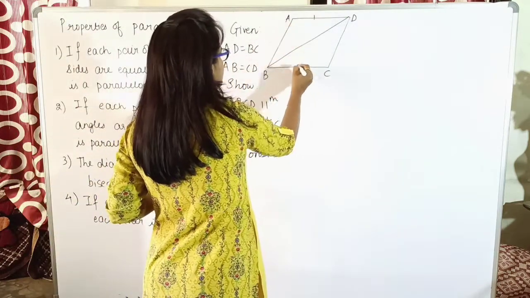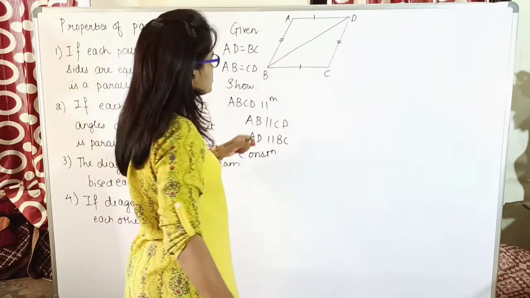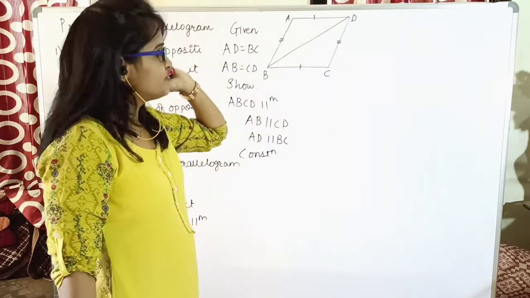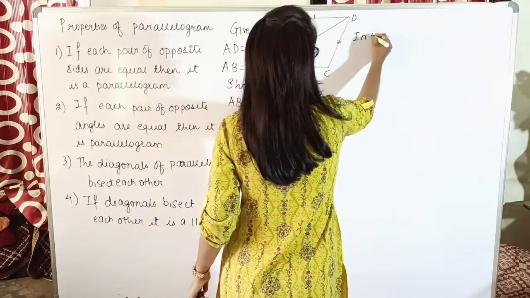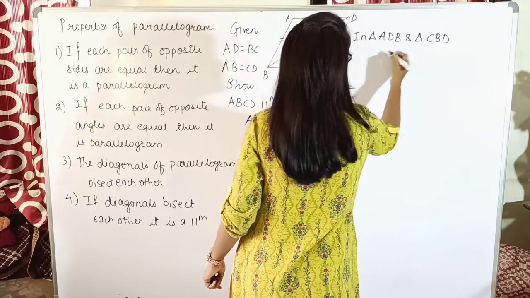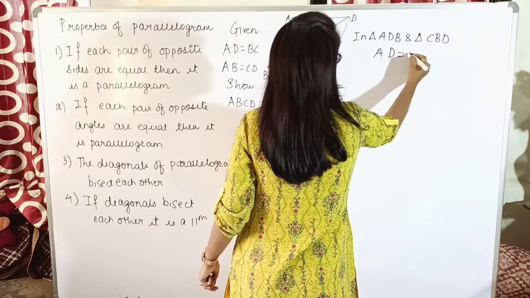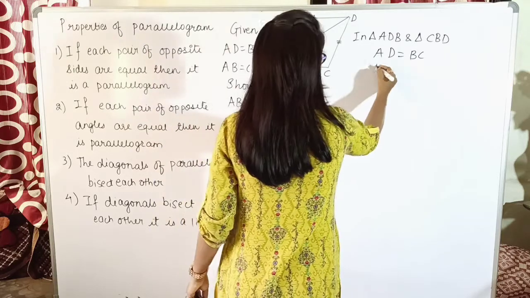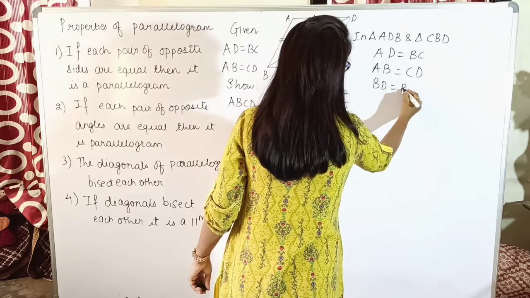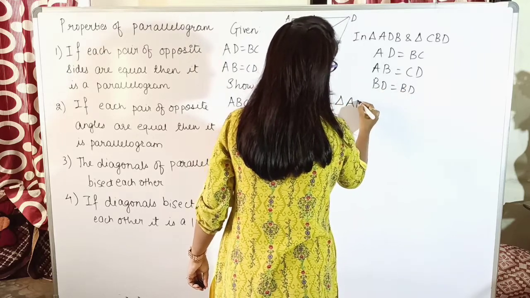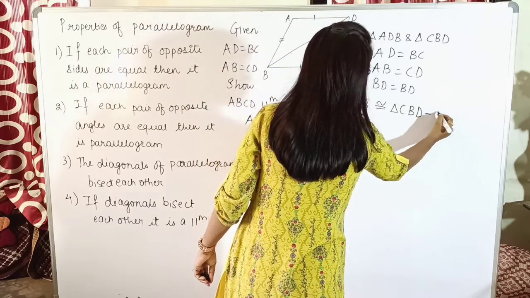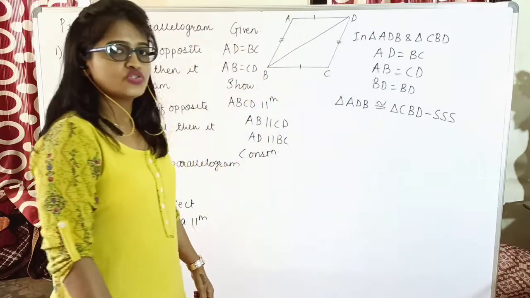So AD equal to BC, whereas AB equal to CD. Yes, so as you can see in these two triangles, two sides are already equal, whereas the third one is the common side. So will the two triangles be congruent? Yes. In triangle ADB and triangle CBD, AD equal to BC, which is given, AB equal to CD, that is also given, and BD equal to BD, which is the common side, and hence triangle ADB is congruent to triangle CBD by SSS congruency. Okay, so this much we have proved.